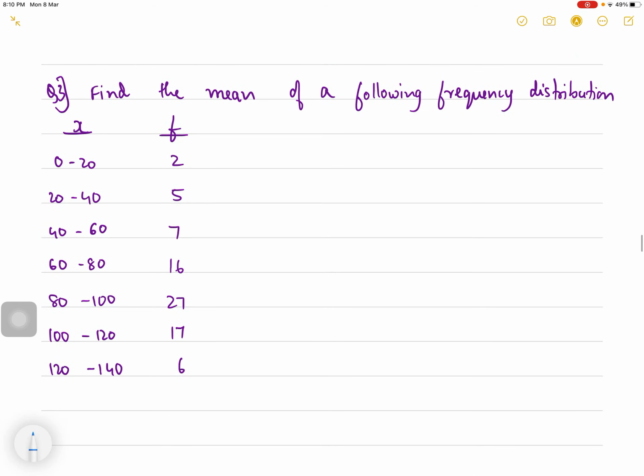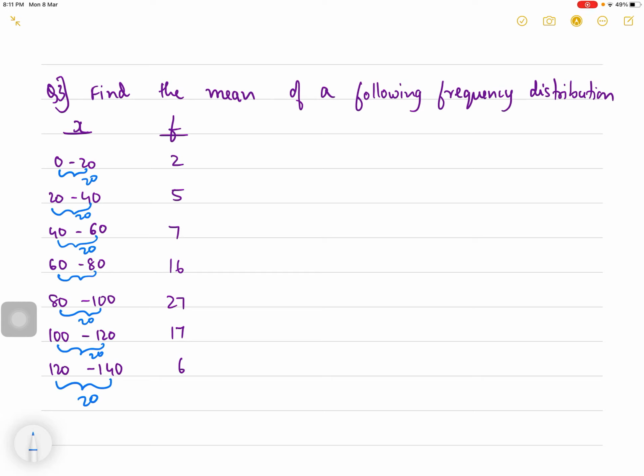Find the mean of the following frequency distribution. Here the classes are 0 to 20, 20 to 40, 40 to 60, 60 to 80, 80 to 100, 100 to 120, 120 to 140. So here the width is the same. Everywhere the width is 20. So because the width everywhere is 20, you can solve using all three methods: the direct method, the deviation method, and the step deviation method.